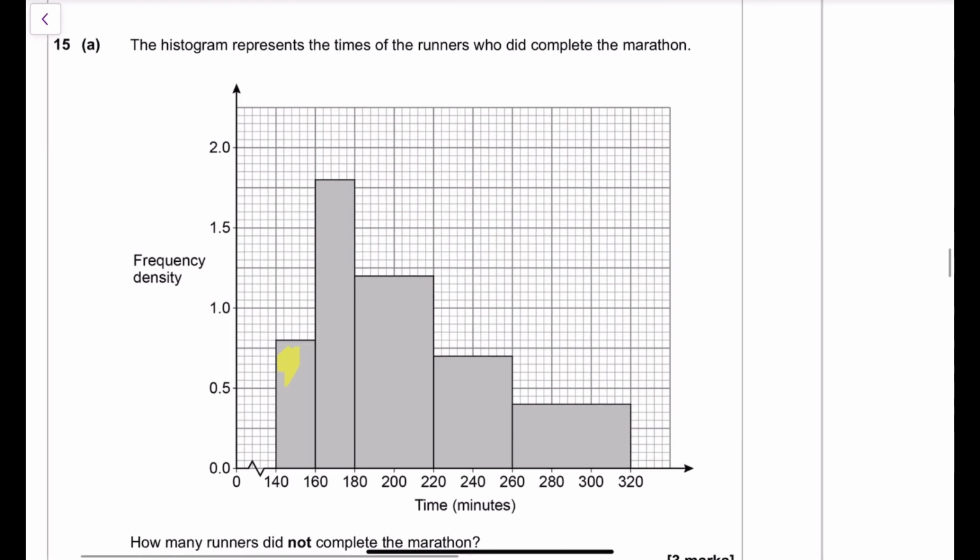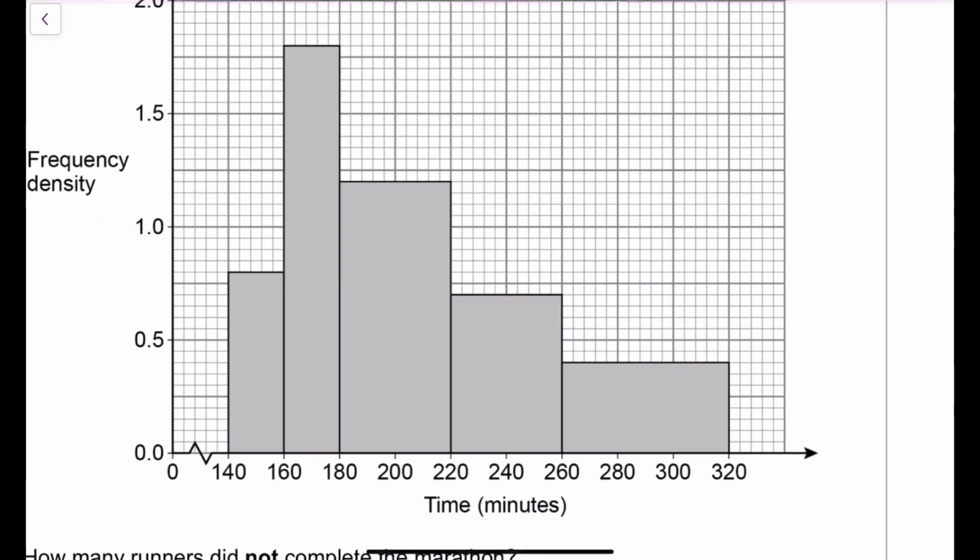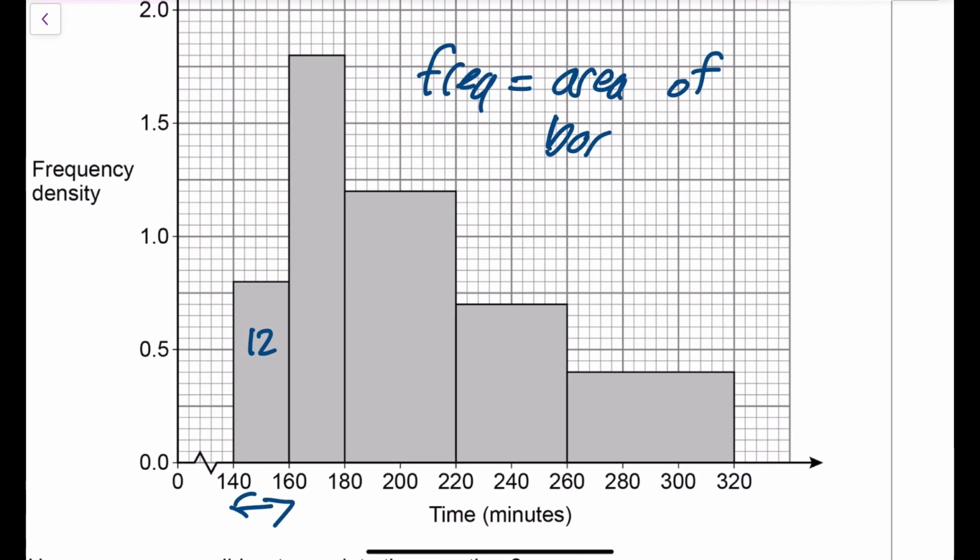So we've got to work out the frequencies of each of these bars, basically the area of each of these bars, and find the total, and then we can take that away from 180, because these people in the histogram are the ones who did complete it. So to find the frequencies, the frequency on a histogram is equal to the area of the bar. That's it. So just do the width here, which is 20 times 0.6. And I'm doing this on my calculator. Don't try and be a hero. Just do it all on your calculator. 20 times 0.6 is just 12. The next one is 20 times 1.6, which is 32.